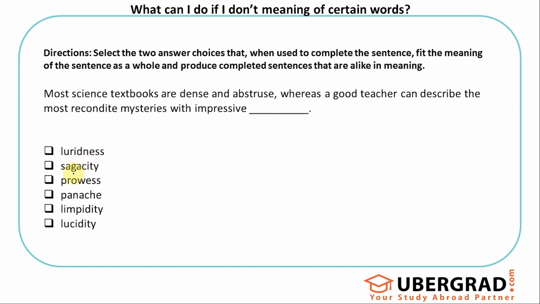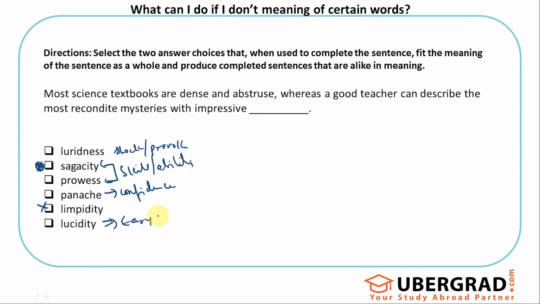Let's say I don't know the meaning of this word. Okay, let's assume that I don't know the meaning of this, and I don't know the meaning of this. Okay, let's take a simple case like this. If you remember the meanings from earlier, let's say this is something like the shock and provoking stuff. This is confidence, etc. These two are about skill, ability wise, etc. And this is easy to explain, easy to understand style.